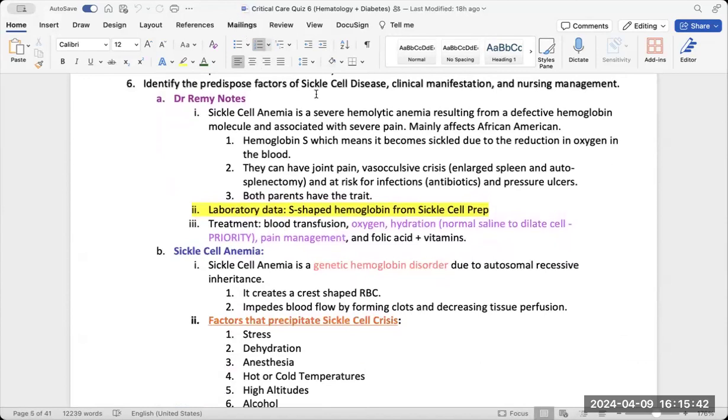Okay. So the next question is to identify the predisposing factors of sickle cell disease, clinical manifestation, and nursing management. So we already talked about sickle cell being an example of hemolytic anemia, right? And it results from a defective hemoglobin molecule. That defective hemoglobin molecule is causing this S-shaped hemoglobin, which means it's really poorly oxygenated, which causes very severe pain. And it mainly affects African Americans. And hemoglobin S, right? S being it looks more crescent shaped, and they call it S because it's sickled, right?